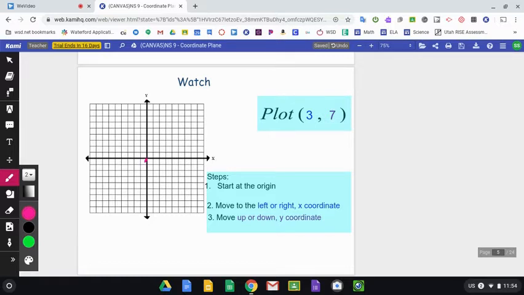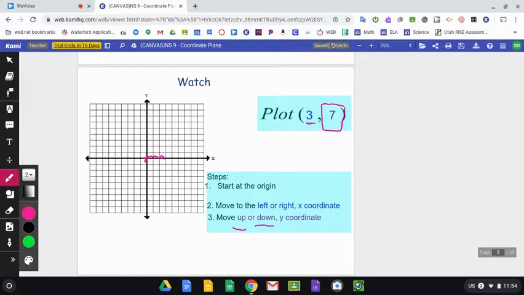And step number 2 says move left or right for the x coordinate. So here's my x coordinate, and I'm going to move. It's positive, so I'm going to move to the right 3 spaces. And I'm going to go to the corner of the boxes. 1, 2, 3. Okay. And then my y coordinate tells me to go up or down.